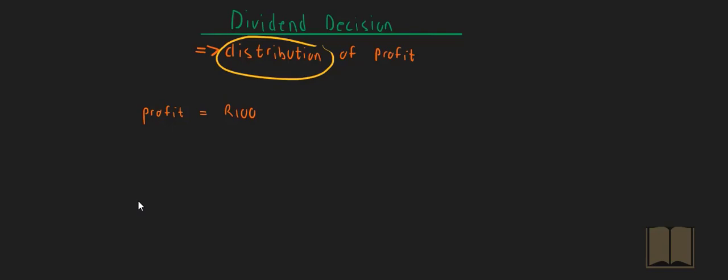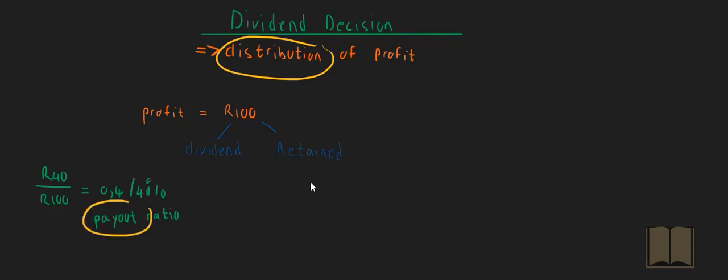The company for the last year has just made 100 Rand. The manager now needs to decide how much of that profit should be paid out as a dividend and how much should be retained by the business. If the manager decides that of the 100 Rand, 40 Rand will be paid out as a dividend, then that is a 40% payout ratio.